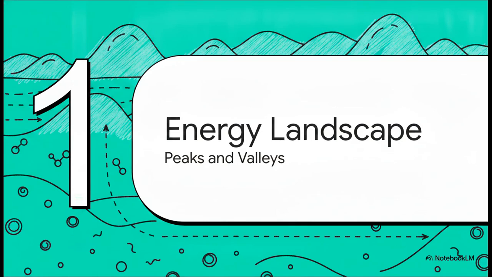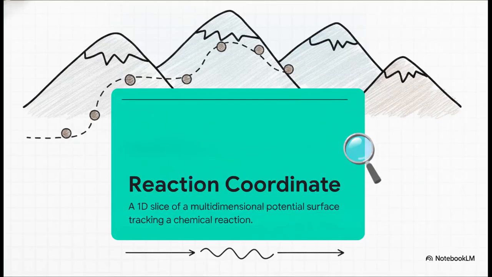All right, part 1, mapping the energy landscape, peaks and valleys. To really understand where these intermediates live, we first need to get a feel for the terrain of a chemical reaction. Think of the reaction coordinate as, well, basically a specific hiking trail that our molecules take over a massive mountain range. It's essentially a one-dimensional slice of a highly complex, multi-dimensional space, and it tracks the exact path a chemical system takes, going from a starting reactant all the way to a final product.